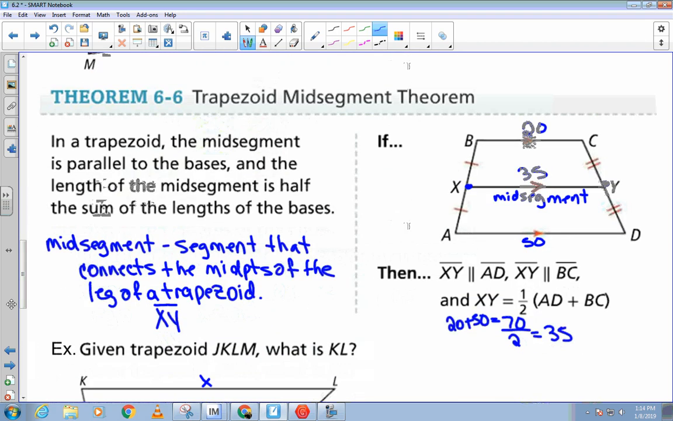Oh, mid-segment theorem. That works with any kind of trapezoid. The mid-segment connects the midpoints of the legs. What's its relationship to the bases? It's half the sum. What else? They're parallel. So don't forget you're going to have some special angle pairs. Like, these are going to be, what? Supplementary. What about these? This one and this one, what are they? They're corresponding, and corresponding angles are congruent. So don't forget about all that.